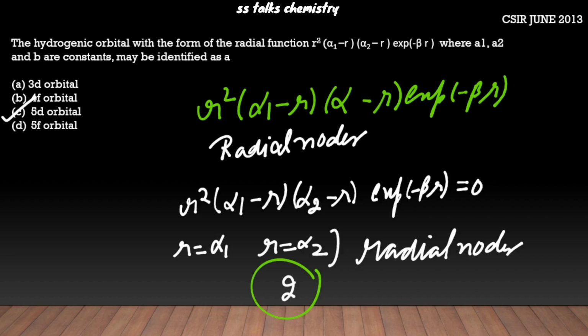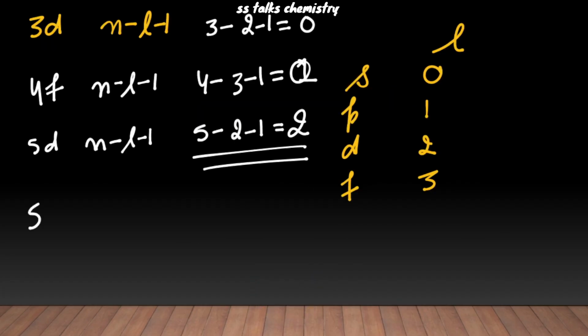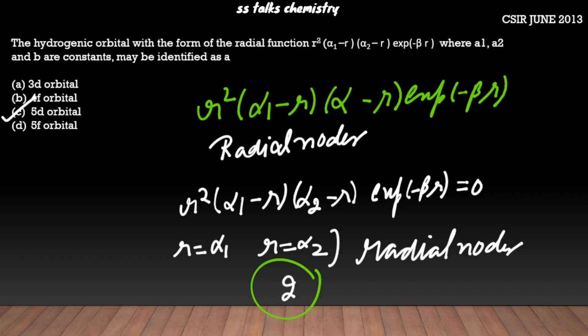For the 5F orbital also you can check it. For the 5F, it will be 5 minus 3 minus 1. So it will be 1. Again, it is not equal to the given one. So that means these many radial nodes are not there. So one node was there, so this is also the incorrect one. So option C is the right answer for this.